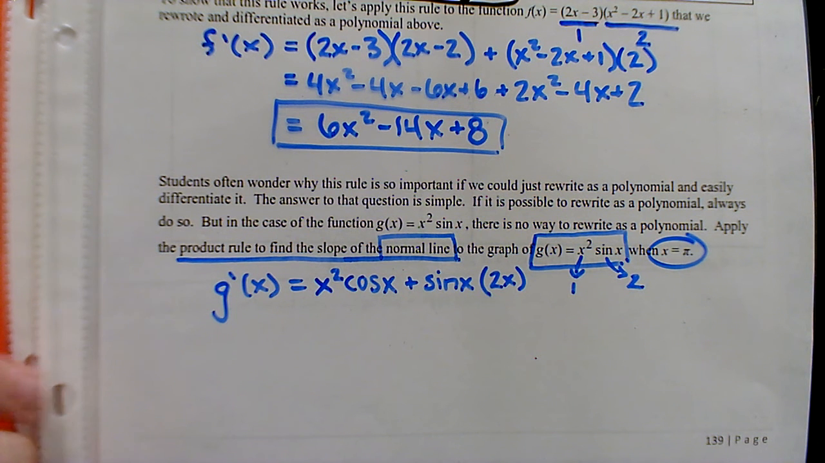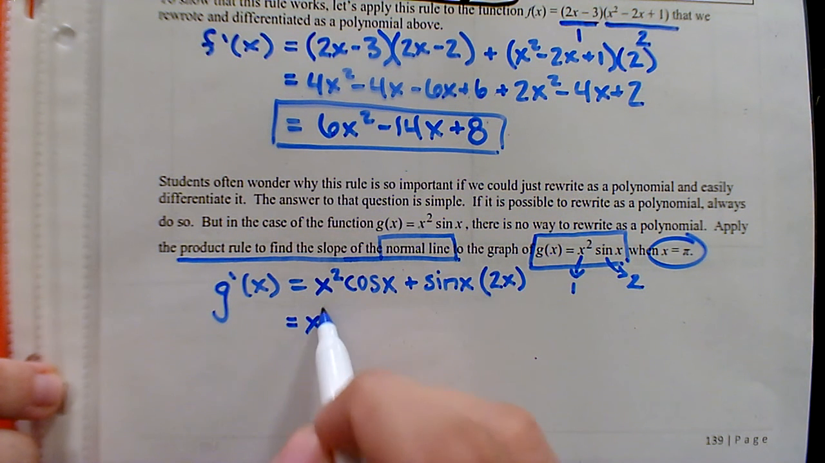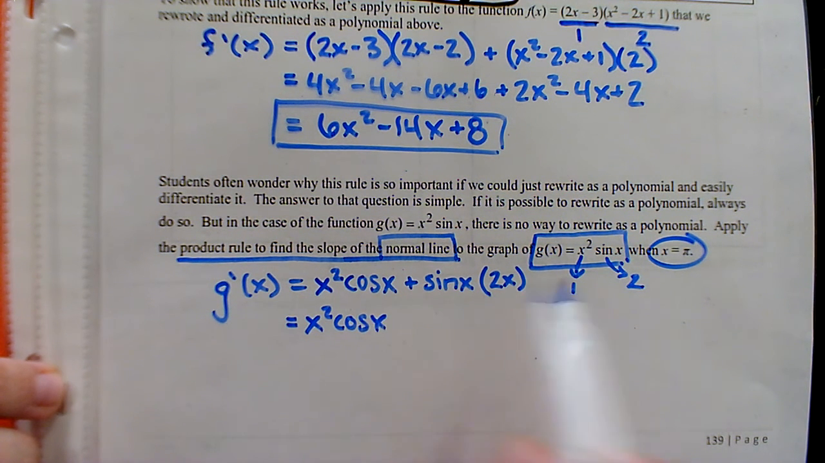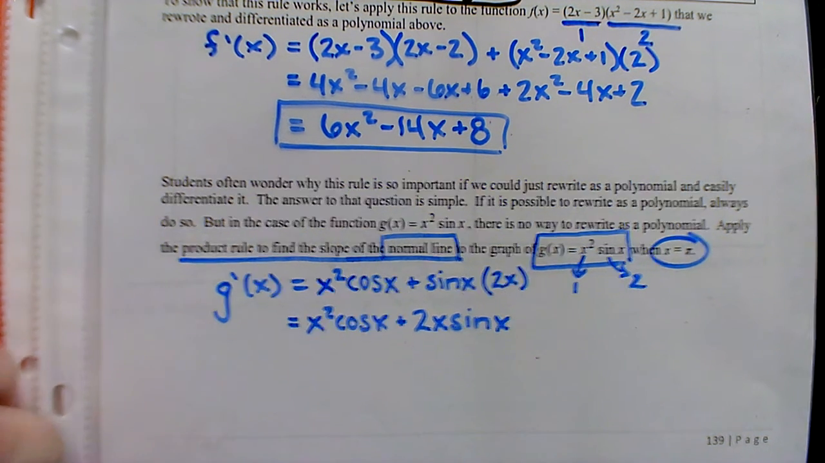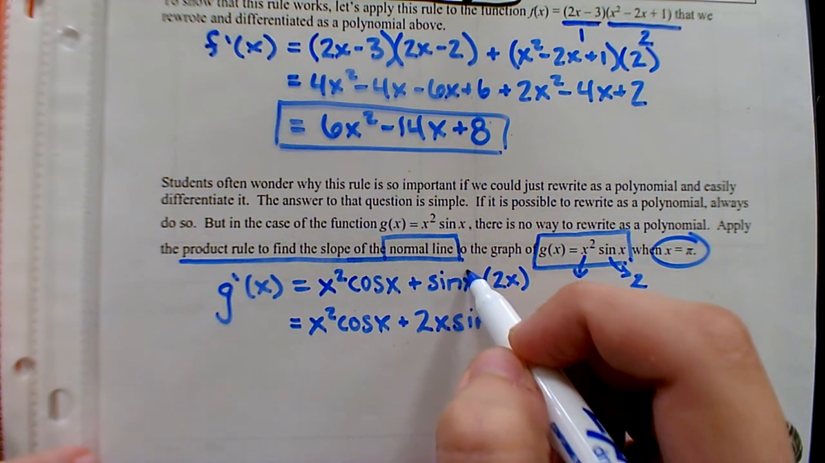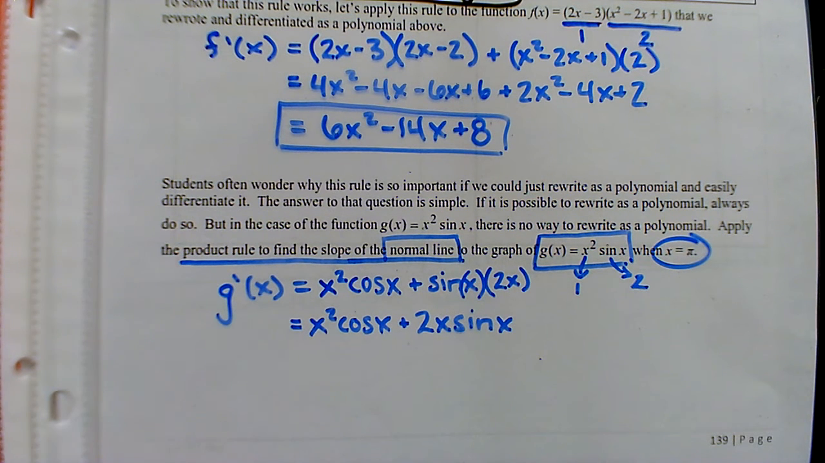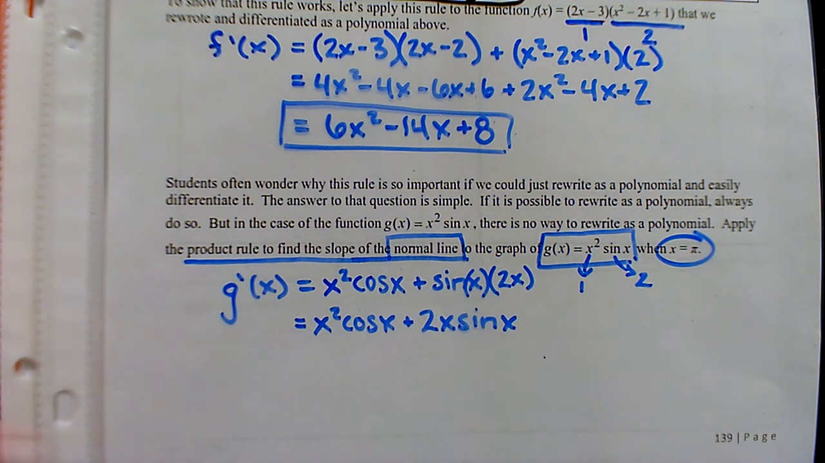Now you can leave it like that. I know some of you like to reorder things, so if you do want to move the 2x out front of that sine, you could. You can't multiply the x's though, because the x with the sine is technically inside parentheses. It's being held captive. You can't really do anything with it. So that 2x has no other option than to go out front if you wanted to rewrite it. So this is our derivative that's representing the slope of the tangent line at any point.